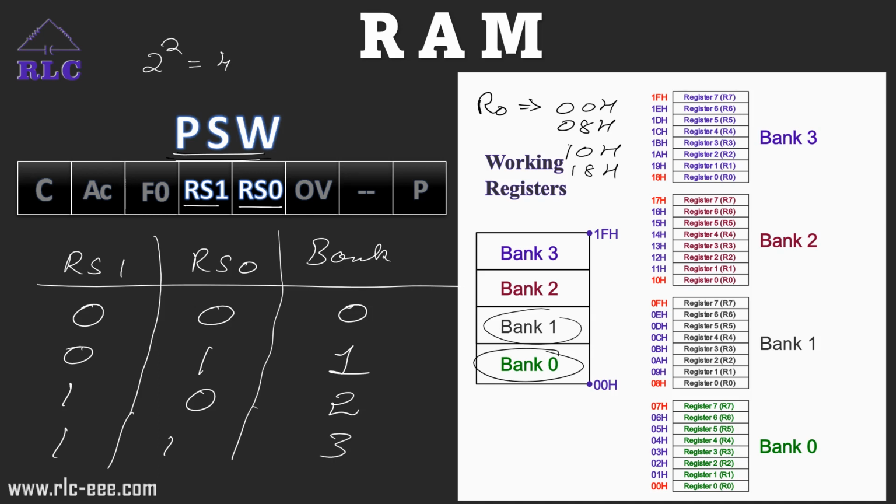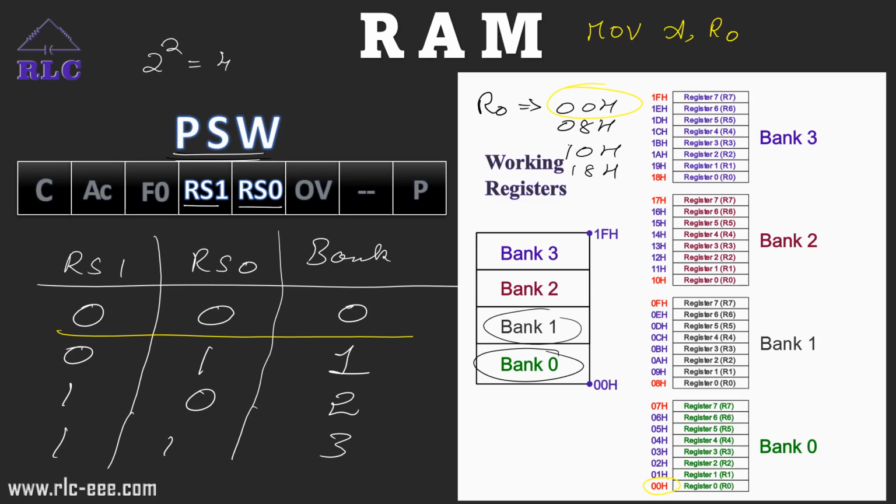So if I say MOV A, R0, and if the PSW register bits RS1 and RS0 are both 0 0, then the data from memory location 00H will be copied to A.